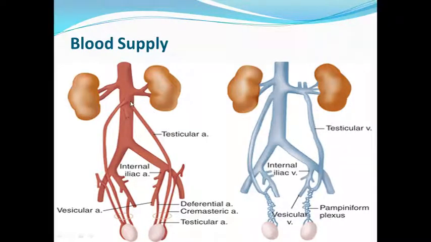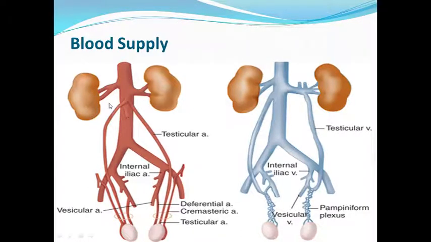So the arterial supply is by the testicular artery. Yes, this one, the testicular artery, which is a branch of the abdominal aorta. You can see in this figure, a direct branch of the abdominal aorta is the testicular artery, at the level of around the L2 vertebra. So at the level of L2, the abdominal aorta gives two branches, right and left testicular artery, which are the main arterial supply of the testis.